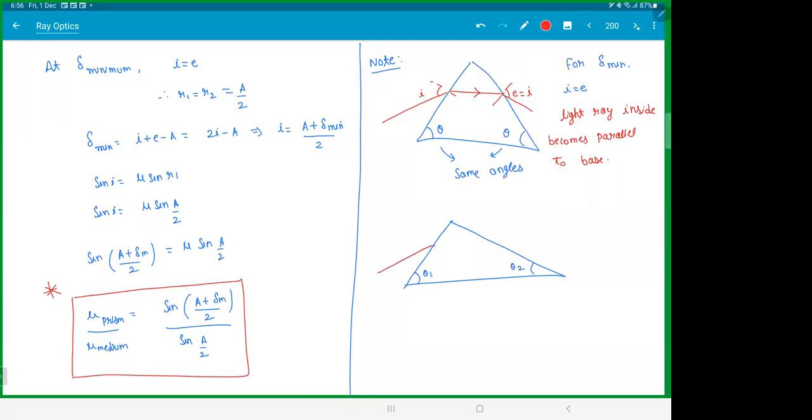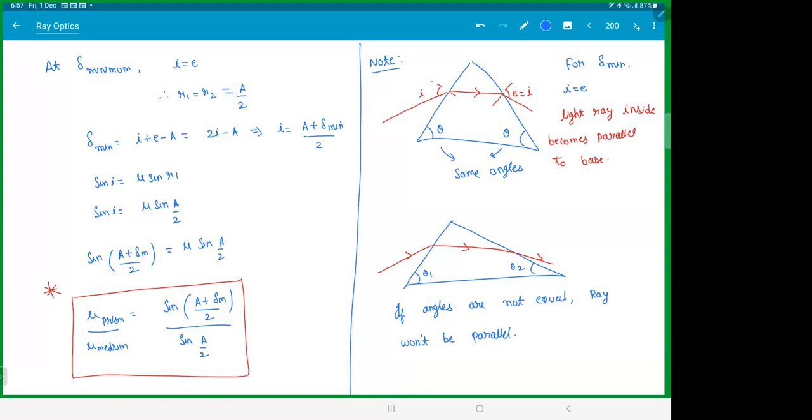You get a parallel light ray. If angles are not equal, the light ray will not be parallel. I is equal to V is valid, but the light ray won't be parallel. So you know how they'll frame a question?